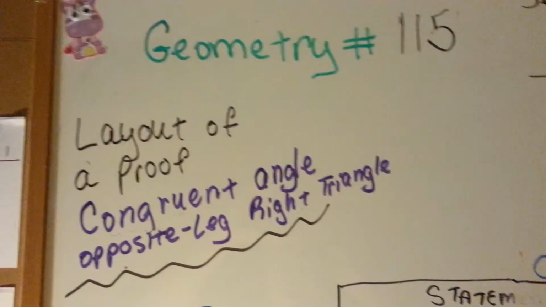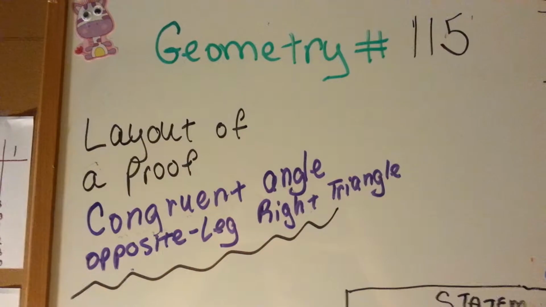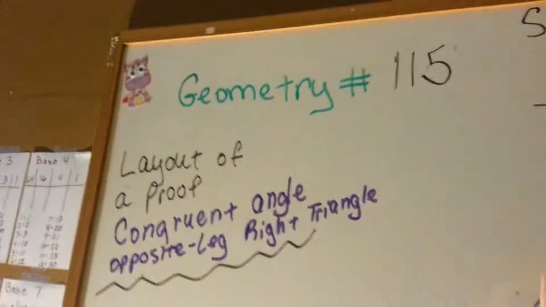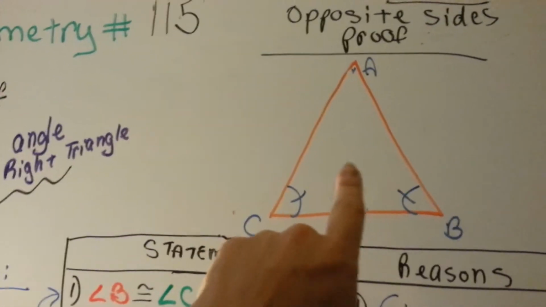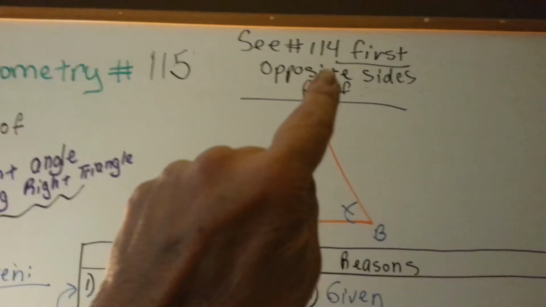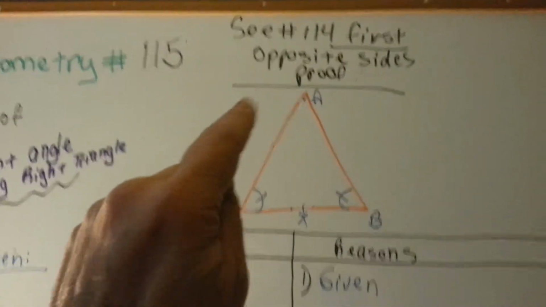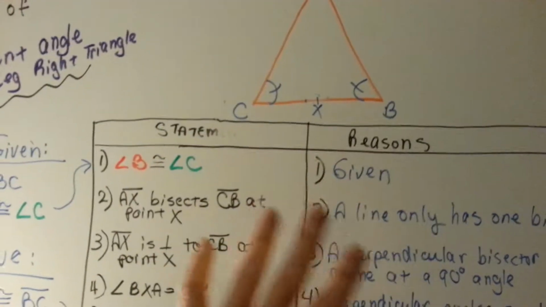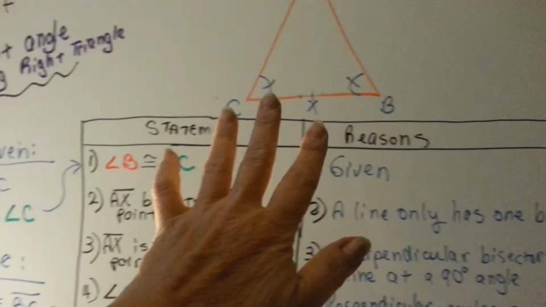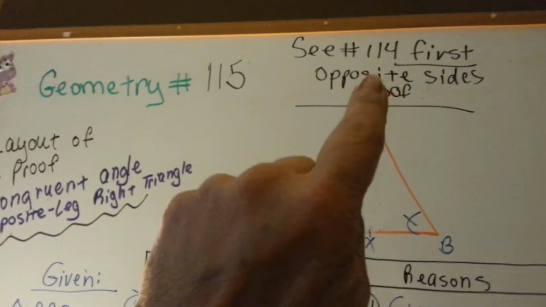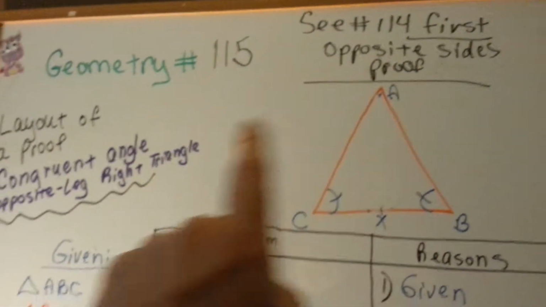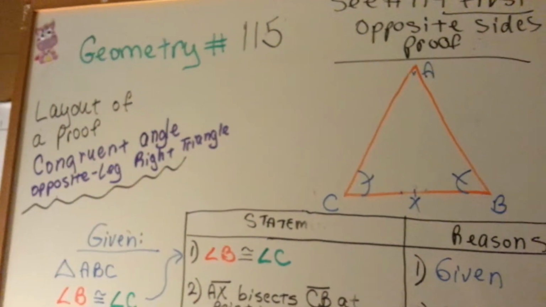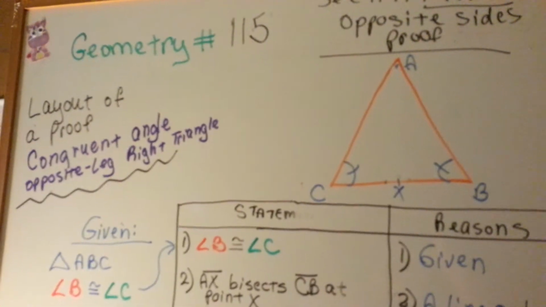Okay, we're going to do another layout of a proof, congruent angle, opposite leg, right triangle. Now, what I want to show you here is, it says right triangle, but there is no right triangle, okay? If you haven't seen video 114 first, I really advise you to do it because this is the identical table and statements and reasons that were in number 114, and I'm using them again from the opposite sides proof to do the congruent angle opposite leg right triangle proof, okay?